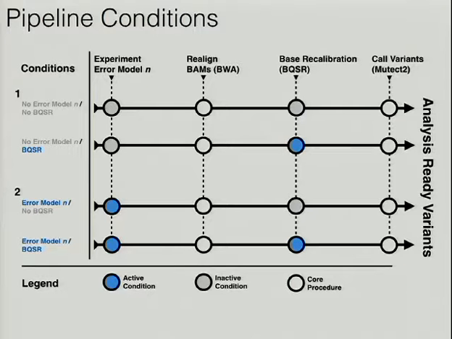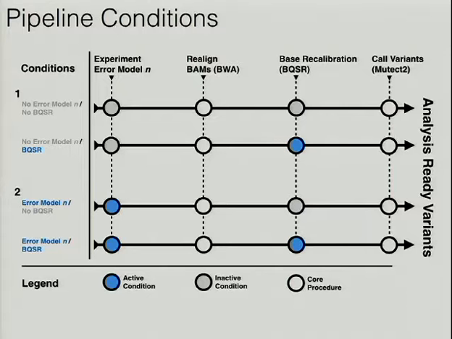So for condition 1, we essentially have no BQSR, no error model, and this is a departure from the GATK best practices. And then we have the no error model BQSR pipeline, which is basically an implementation of the BQSR practices. This condition was designed to answer the question: is BQSR actually helping or not helping in this use case?